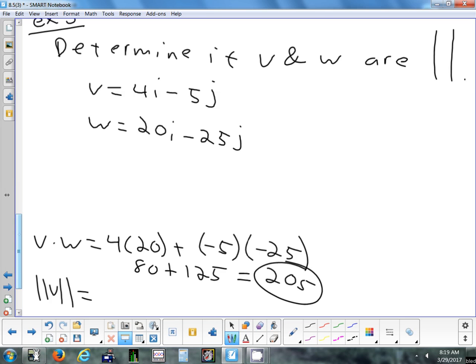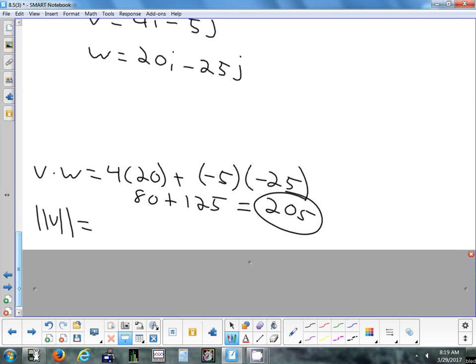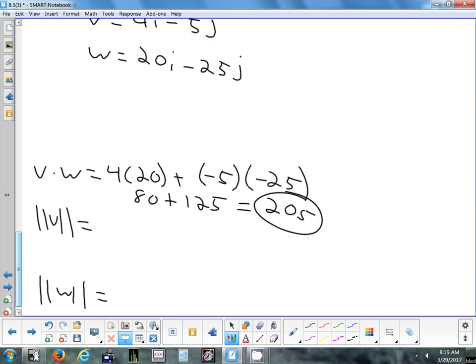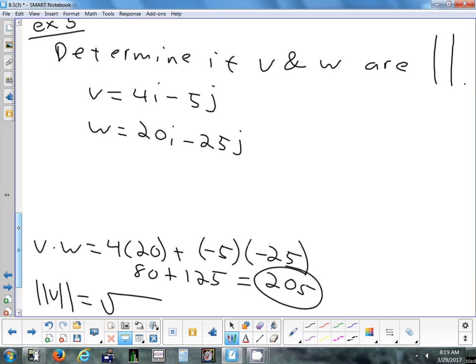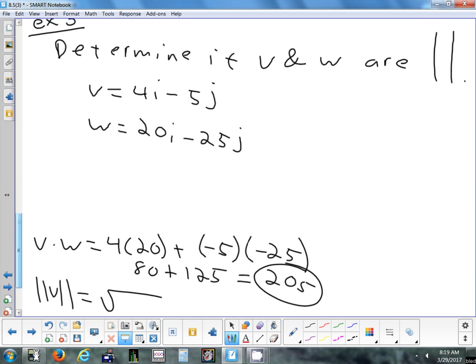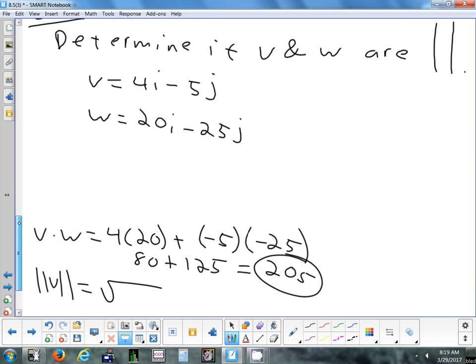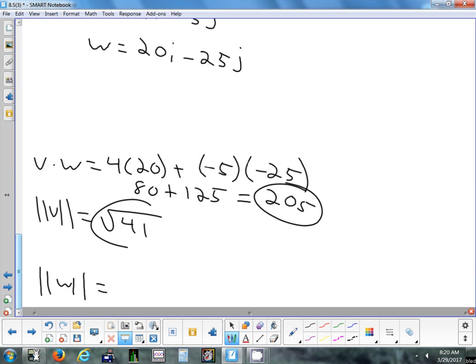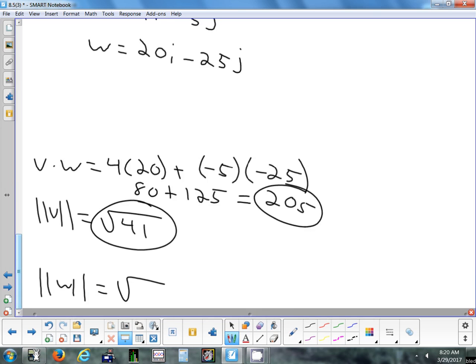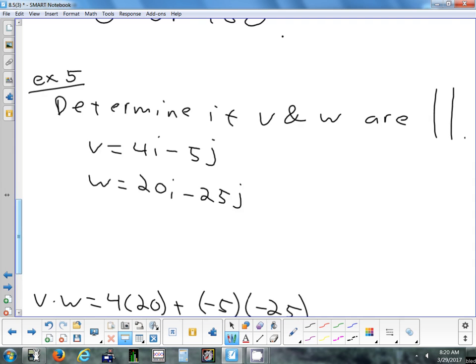So now I already know what I'm hoping the product of the magnitudes is going to come out to, if they're parallel. What would magnitude V times magnitude W have to be? It would have to come out to 205. All right, so let's find the magnitude of V. What's 4 squared plus negative 5 squared? Yeah, so 16 plus 25 gives you 41. And now 20 squared plus 25 squared.